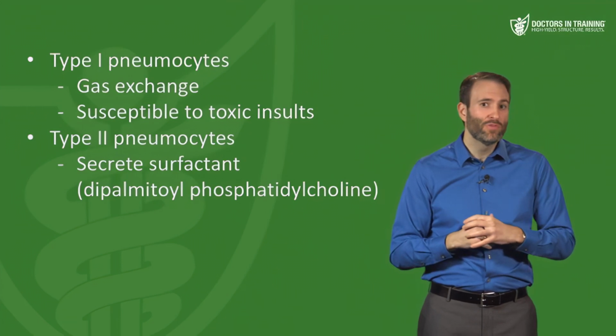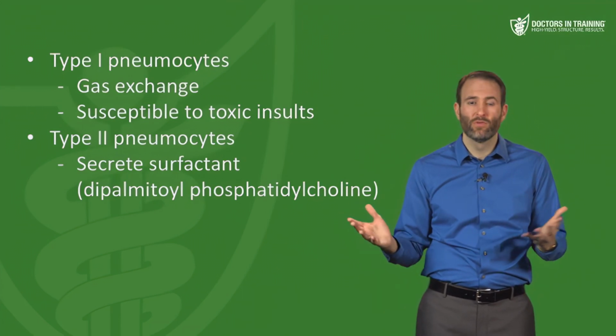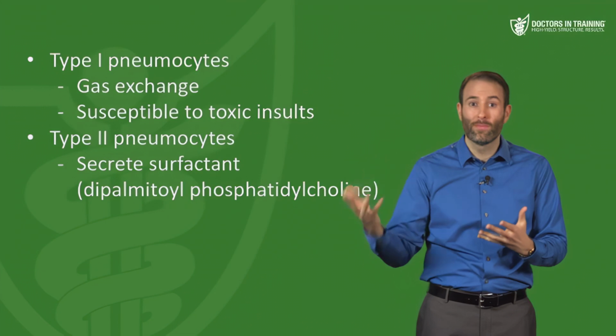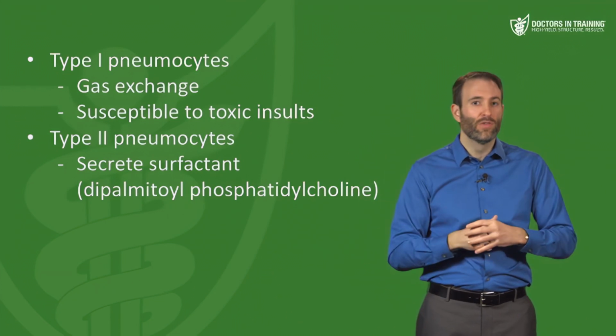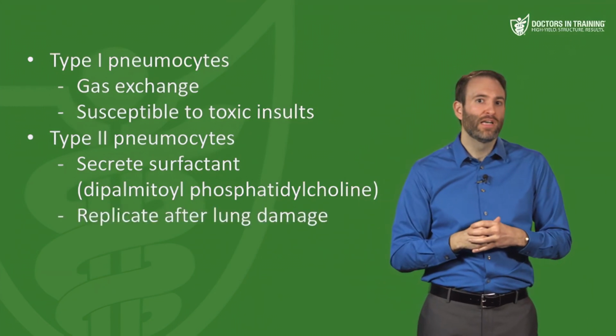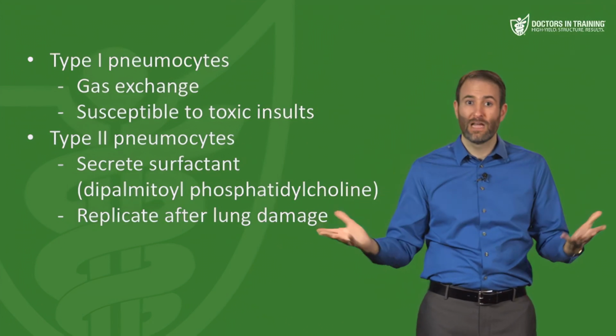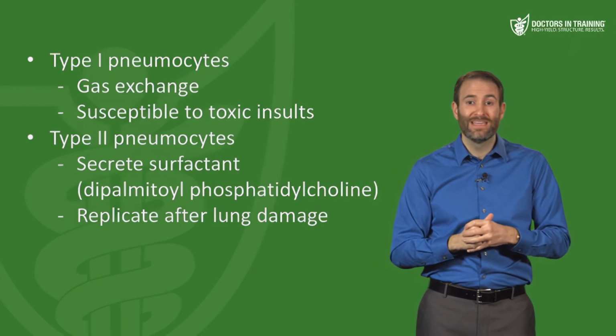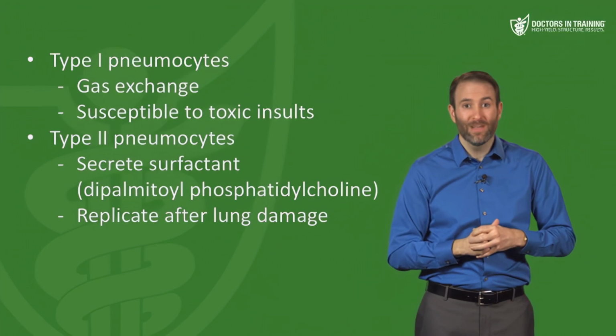atelectasis. Now, type 2 pneumocytes are also important during lung damage. Recall how the type 1 cells don't replicate, and they're also very fragile. Now, with lung damage, the type 2 cells can replicate and can then replace type 1 cells, or even sometimes they can differentiate into type 1 cells themselves.